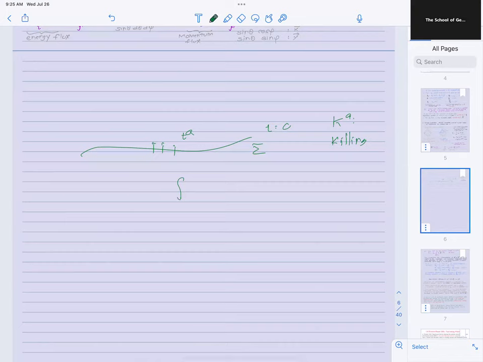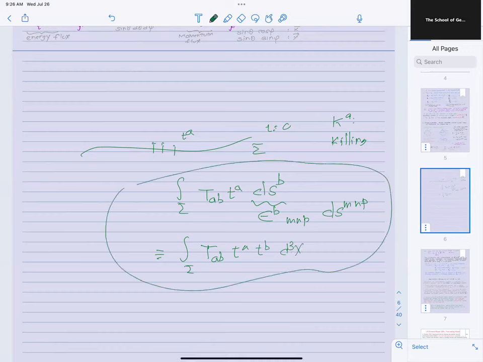Therefore, what I do is integrate on sigma the stress energy tensor times T^A, and then integrate against dS_B, or you can write it as epsilon_BMNP. So this is a three-form, and you can integrate on a three-manifold. In Minkowski space I can take T_AB, and if I take the t equal to 0 surface, then the normal to the surface is also t. So it will be this times d3x. You are familiar with all these expressions, and that will be the total energy.